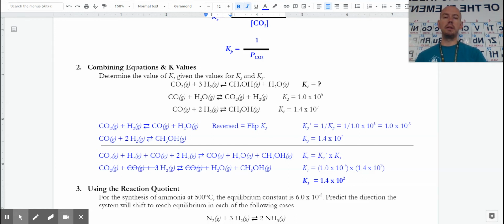So the reaction we would be looking for is right here. We have carbon dioxide and hydrogen making methanol and water. It's all in the gaseous state. And then we have a couple reactions that have those chemicals as either reactants or products.